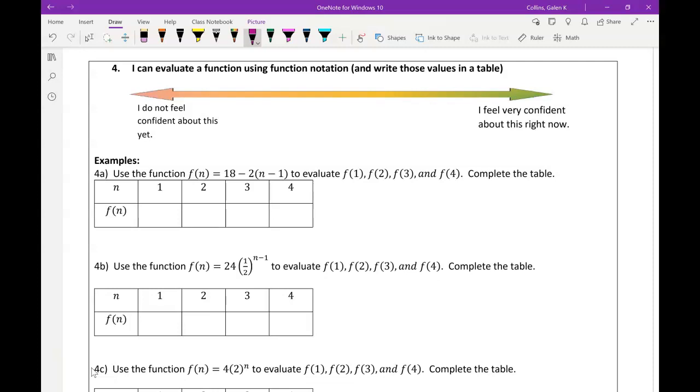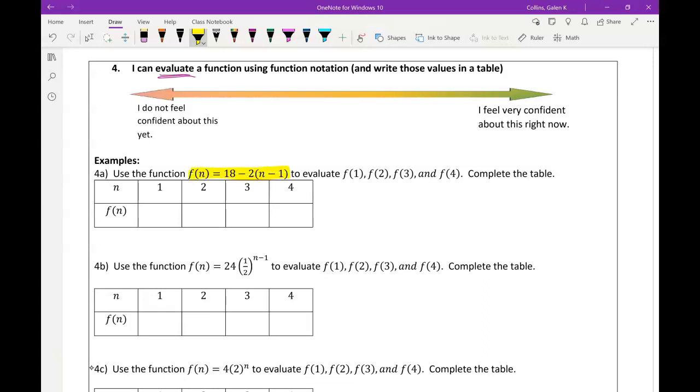But we are going to have to evaluate a function using function notation. And I just put in parentheses, write those values in a table. Like, you know how to make a table. That's not a new skill. The word evaluate in this context means we're going to find the value of, or I could think assign a value to.